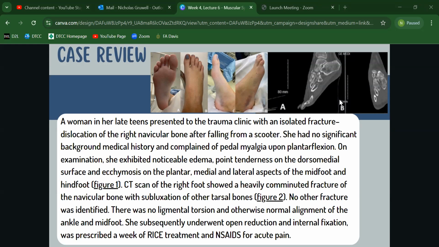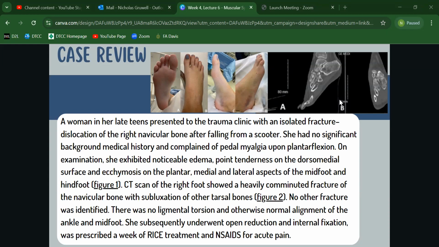A woman in her late teens presented to the trauma clinic with an isolated fracture dislocation of the right navicular bone after falling from a scooter. She had no significant background medical history and complained of pedal myalgia upon plantar flexion. On examination, she exhibited noticeable edema, point tenderness on the dorsomedial surface, and ecchymosis on the plantar, medial, and lateral aspects of the midfoot and hindfoot. CT scan of the right foot showed a heavily comminuted fracture of the navicular bone.